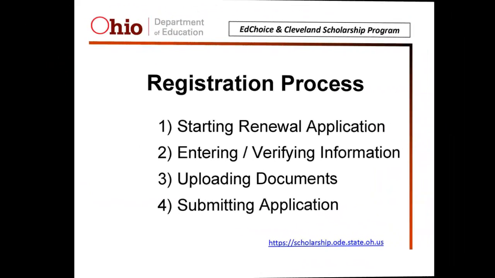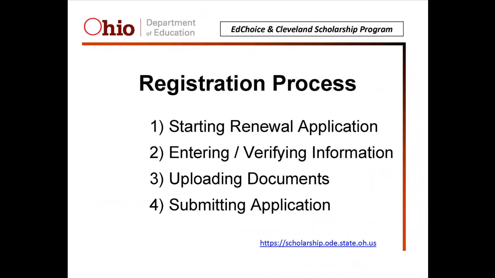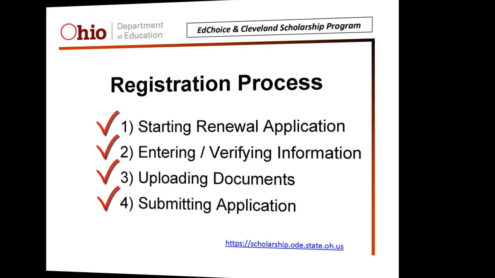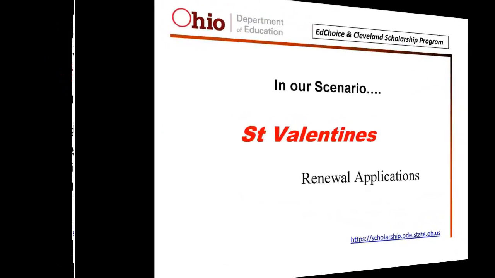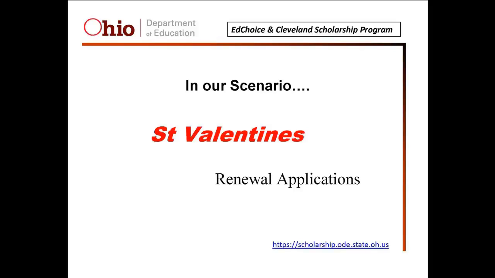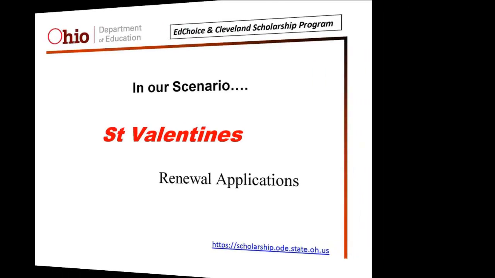The registration process involves the following steps: starting a renewal application, entering and verifying the renewal application information, uploading the renewal documents, and submitting the renewal application. In our tutorial scenario, we are a provider named St. Valentine's, and we will be entering an EdChoice Scholarship renewal application in the new EdChoice and Cleveland Scholarship system. Let's begin.